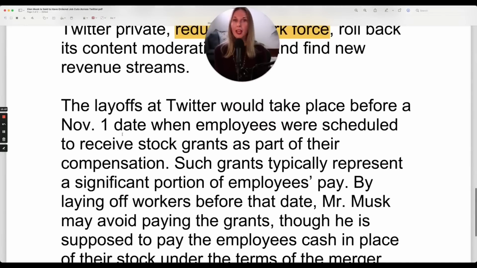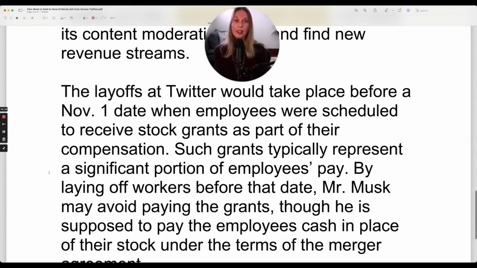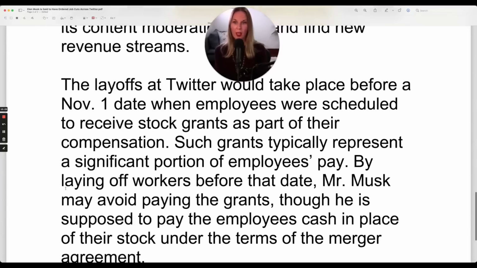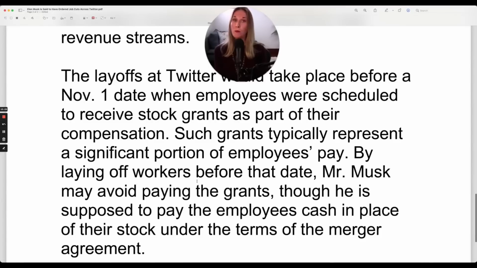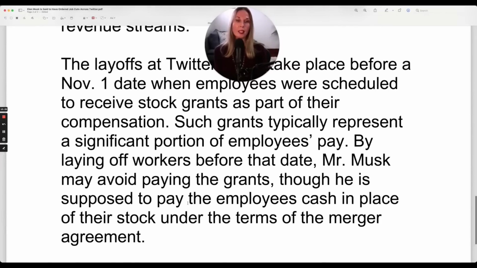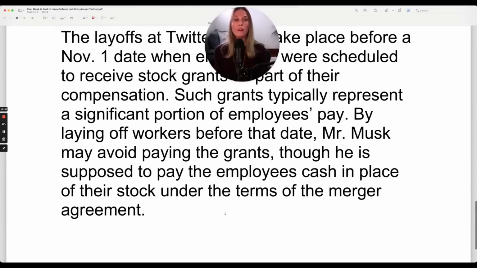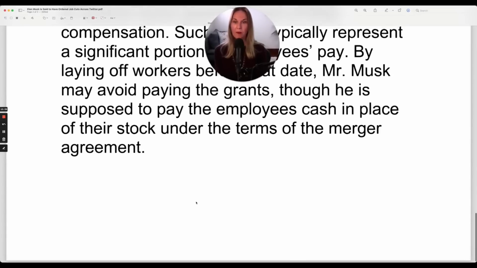The layoffs at Twitter would take place before a November 1st date when employees were scheduled to receive stock grants as part of their compensation. Such grants typically represent a significant portion of employees' pay. By laying off workers before that date, Mr. Musk may avoid paying the grants, though he is supposed to pay the employees cash in place of their stock under the terms of their merger agreement.